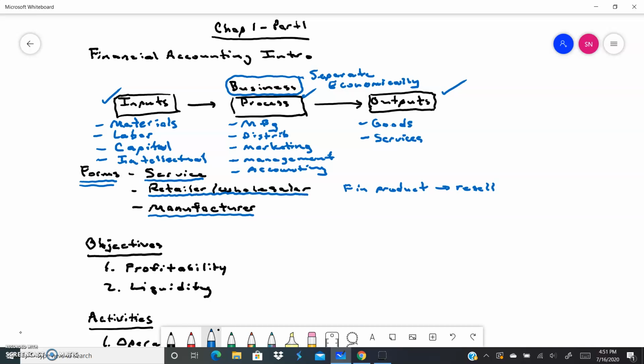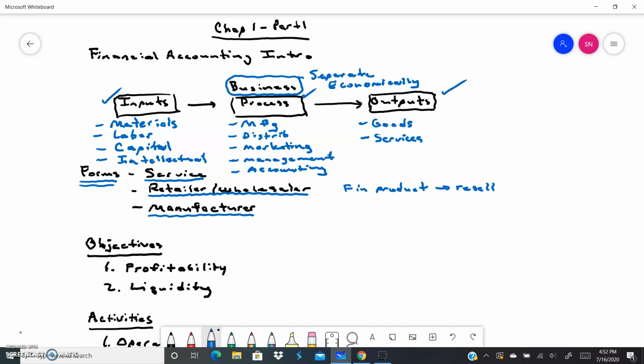In this particular class, we're going to start out talking about service businesses, and then we're going to shift over to retail businesses and wholesale businesses, where we're going to be talking about carrying products in inventory for sale to consumers.